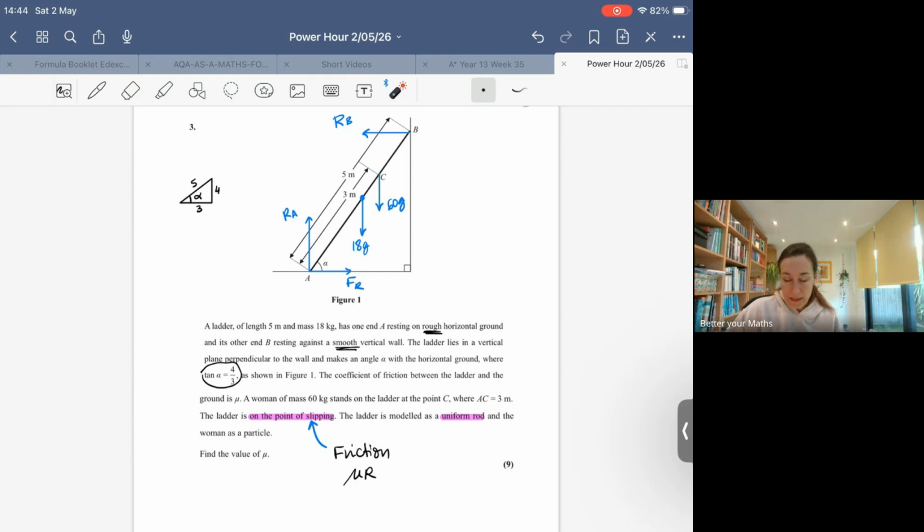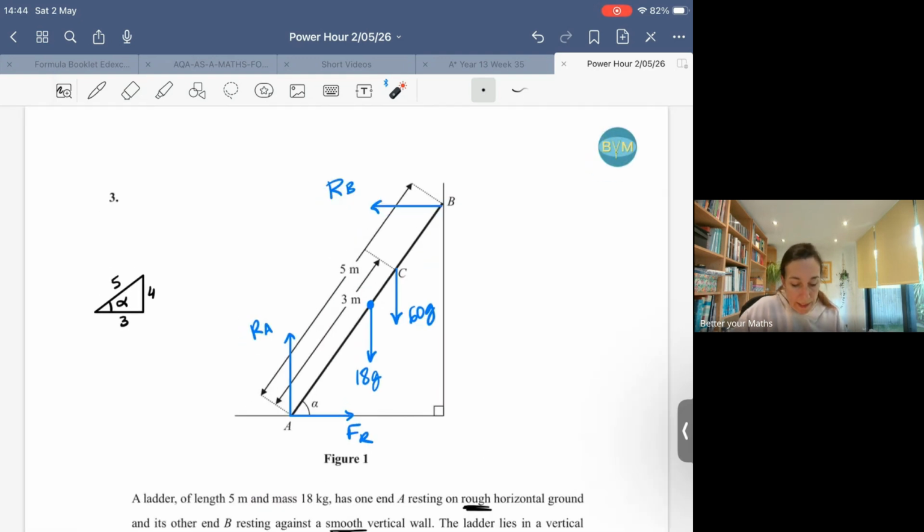So then let's think. We know that this normal reaction, if I apply forces, is equal to these two. So if I resolve forces vertically, the force pointing up is going to be equal to the two forces pointing down. So I can find this one immediately. Now I have to find this one.